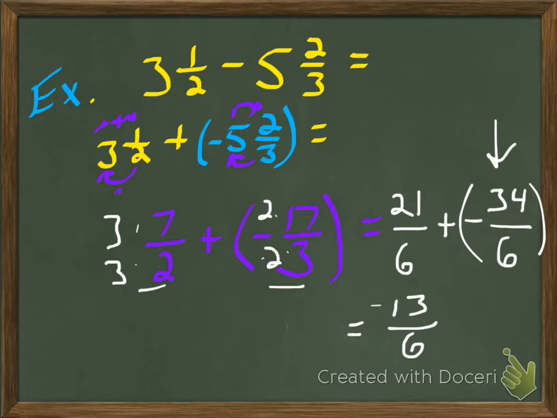We are not going to change this to a mixed number. We're going to keep it the way it is. It cannot be reduced. 13 is prime. It's only 1 and 13. And 6 doesn't go into 13 at all, so you can't reduce it. So you just get negative 13/6.